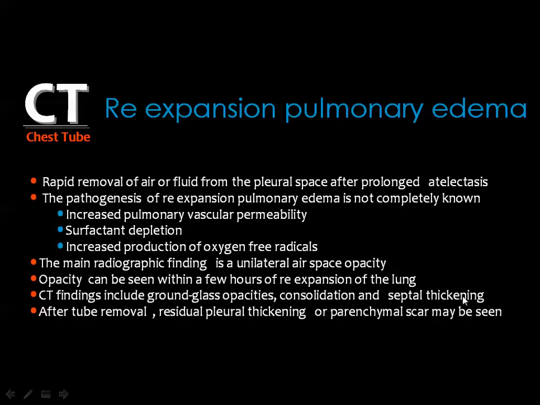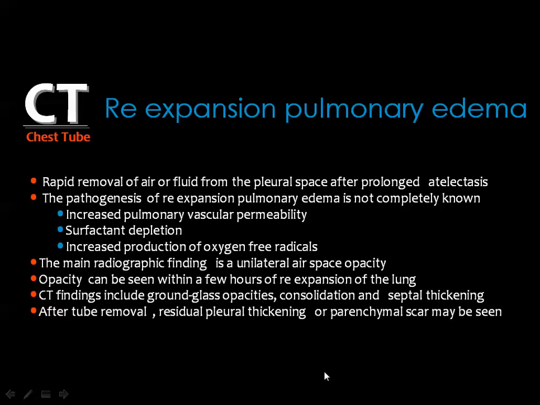One of the complications of the tube is known as re-expansion pulmonary edema. This will result from rapid removal of air or fluid from the pleural space. Then the rapid expansion of the underlying lung parenchyma will result in pulmonary edema. And the pathogenesis of this pulmonary edema is not actually completely known. There are theories including increased pulmonary vascular permeability, surfactant depletion, and increased production of oxygen-free radicals.